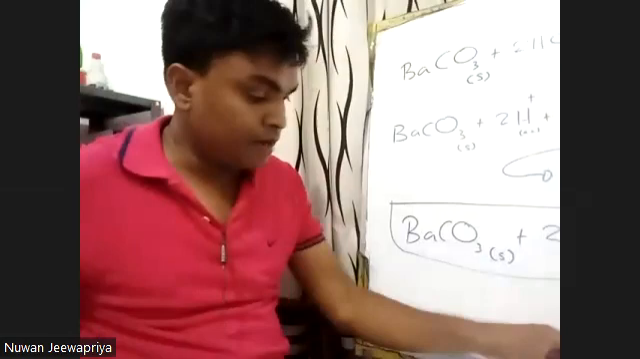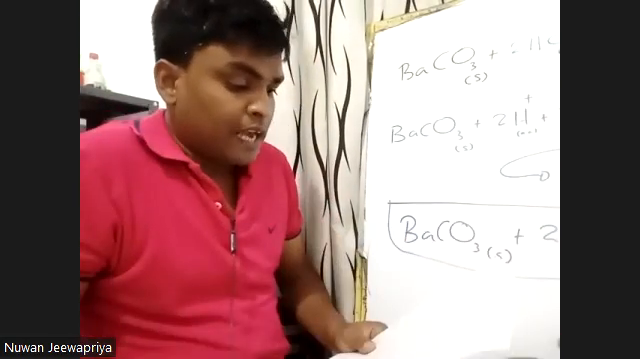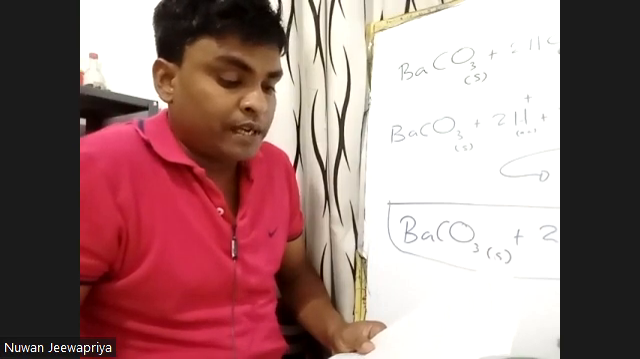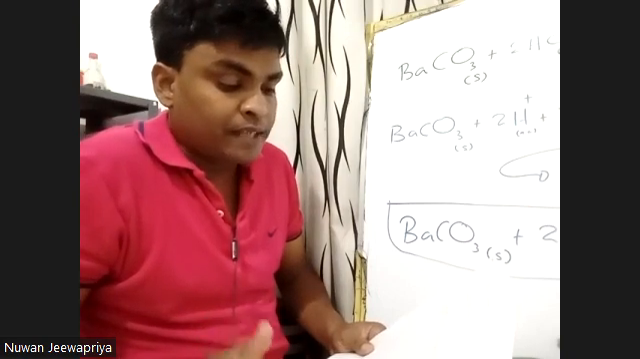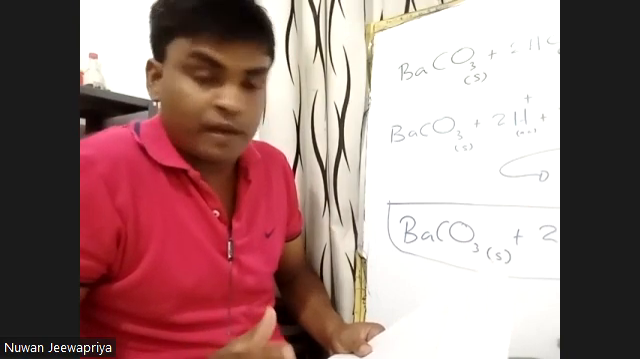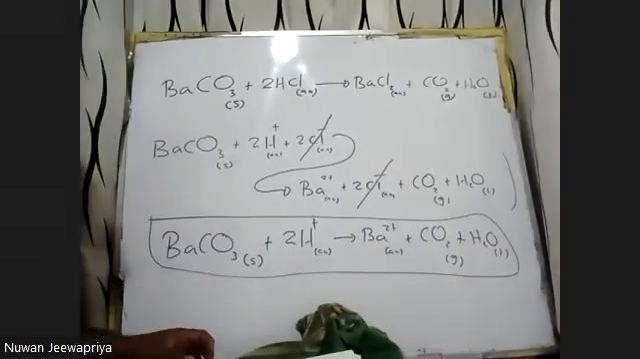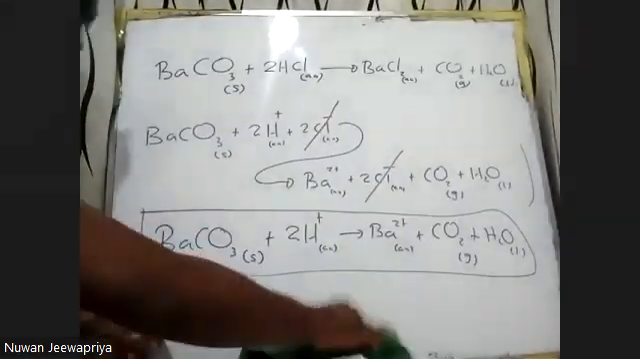The second part of the question is a 2-mark question. It says: calculate the atom economy by mass for this preparation of barium chloride. So what do we want to find? We want to find the atom economy. What is atom economy?